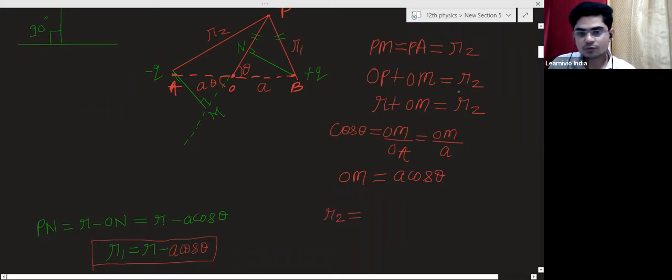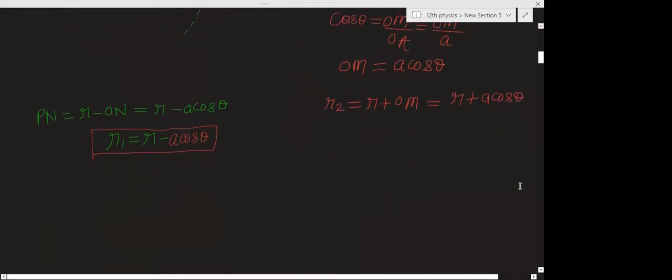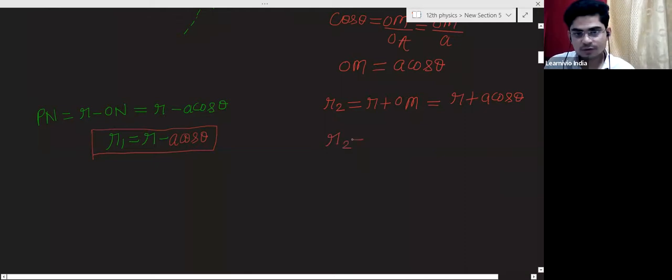R2 is equal to R plus OM. What is OM? So this will be R plus A cos theta. Is it fine, guys? Yes, sir. So now we have also calculated R2 in terms of A, R and cos theta.